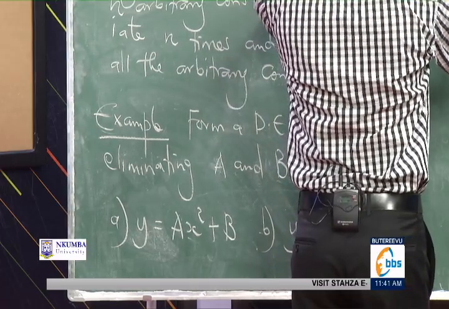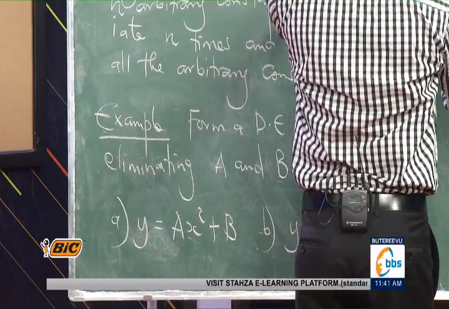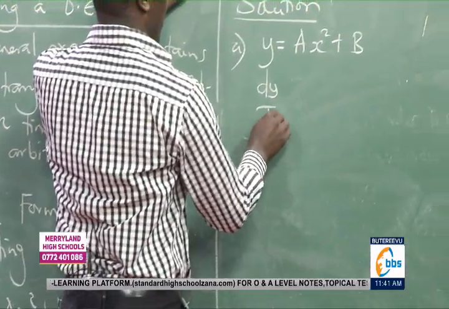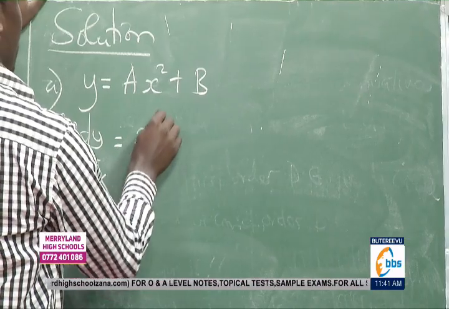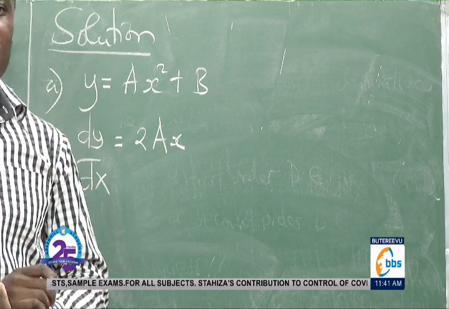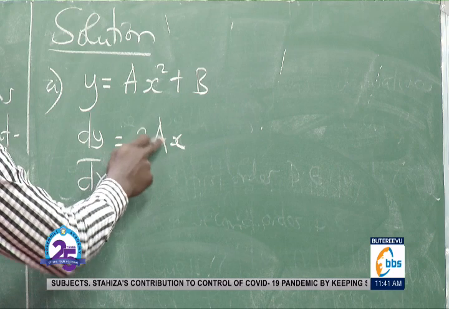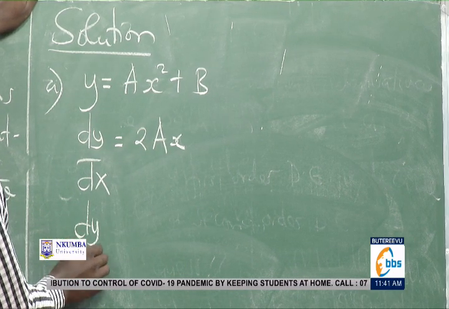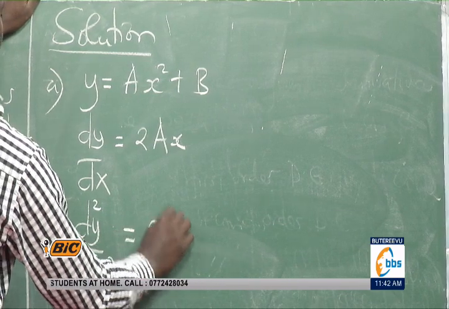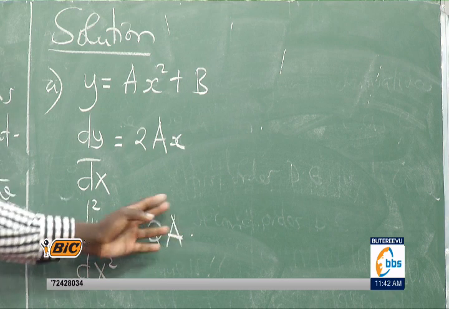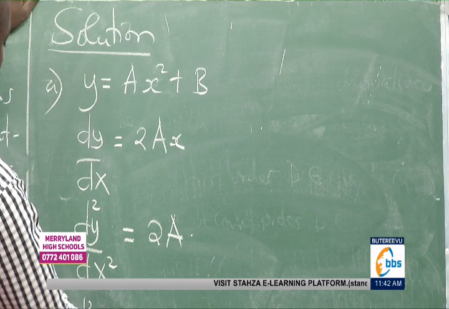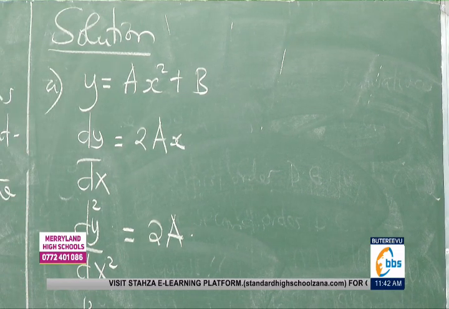So in our solution for part A, we have y is equal to ax squared plus b. We differentiate the first time: dy/dx is equal to 2ax plus 0. We know the general rule: when you differentiate a constant, you get 0. Then we still have one more arbitrary constant there, so we have to differentiate again. The second derivative, d2y/dx squared, is going to be 2a. And to do away totally with that, we get d3y/dx cubed is equal to 0. So this is the differential equation arising from that.